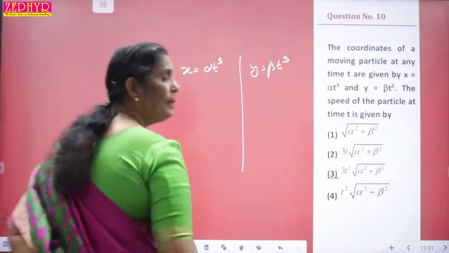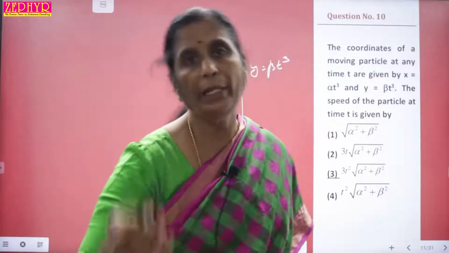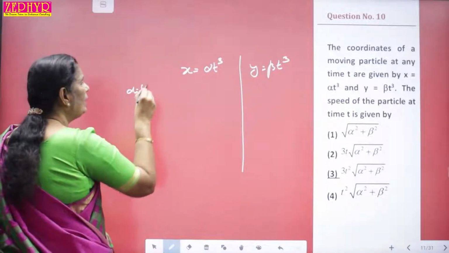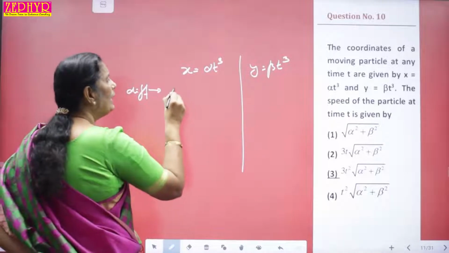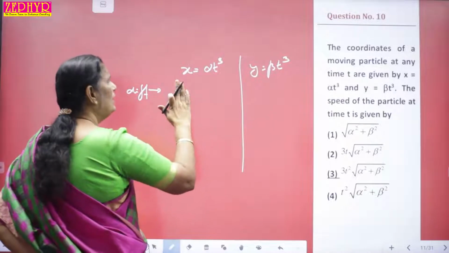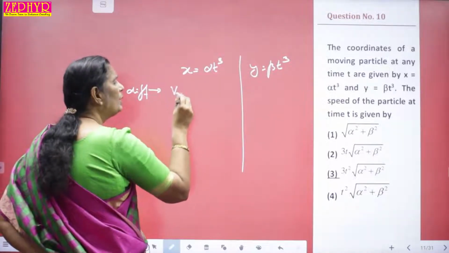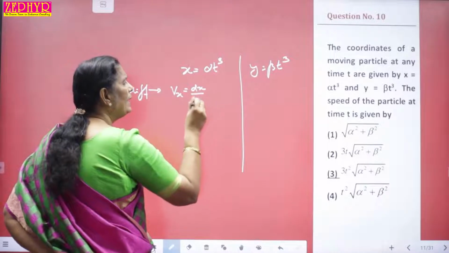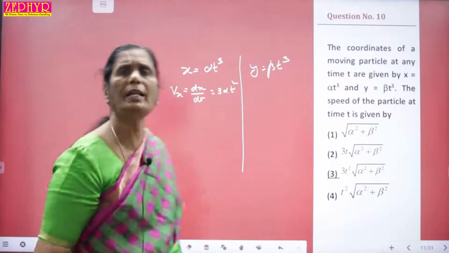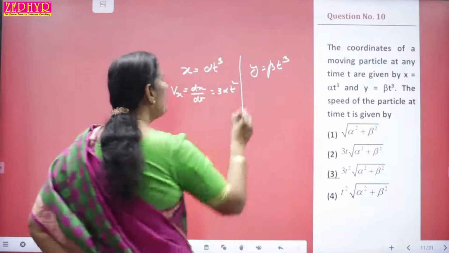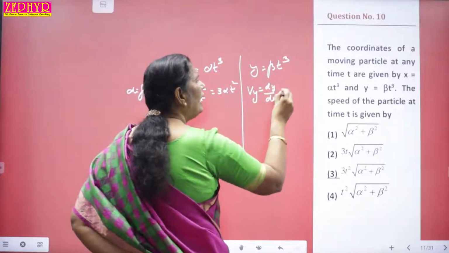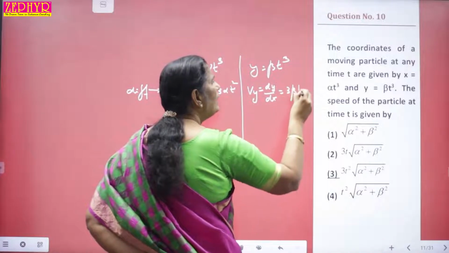Speed means v is equal to root of the total. So what you have to do is differentiate x and y. So we will get vx, it doesn't matter. After t, vx is equal to dx by dt, differentiating this. That will be 3 alpha t square, because we all know that the differentiation of t cube is 3t square. In a similar manner, vy is equal to dy by dt. Again, the same thing, you get 3 beta t square.